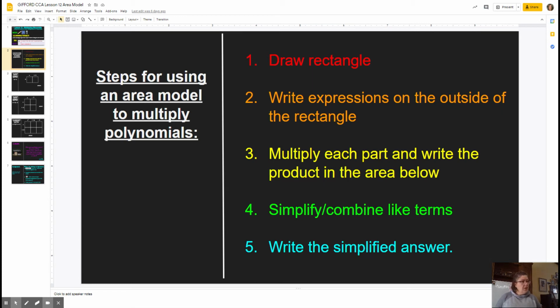If you popped on a little later or just getting on now, we're just doing our notes for lesson 12, which is all about using the area model for simplifying algebraic expressions.